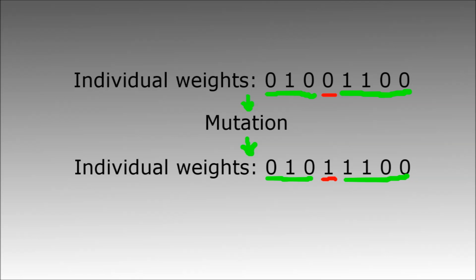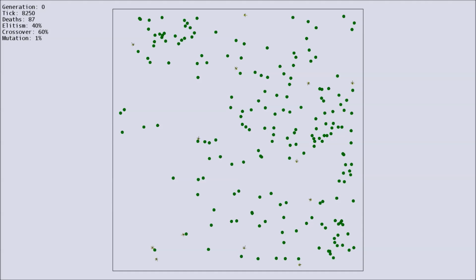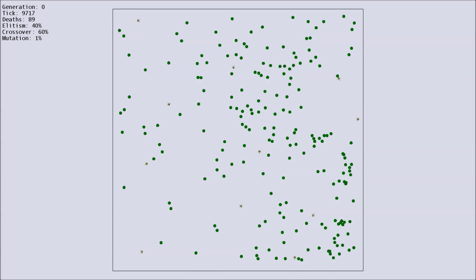Mutation should not happen a lot. If the chance is too high, the genetic algorithm would just be a brute force search. When mutation happens, 1 or more randomly selected genes are altered as a result. With the genetic algorithm, they will learn to become better each generation. Let's watch them for a while.